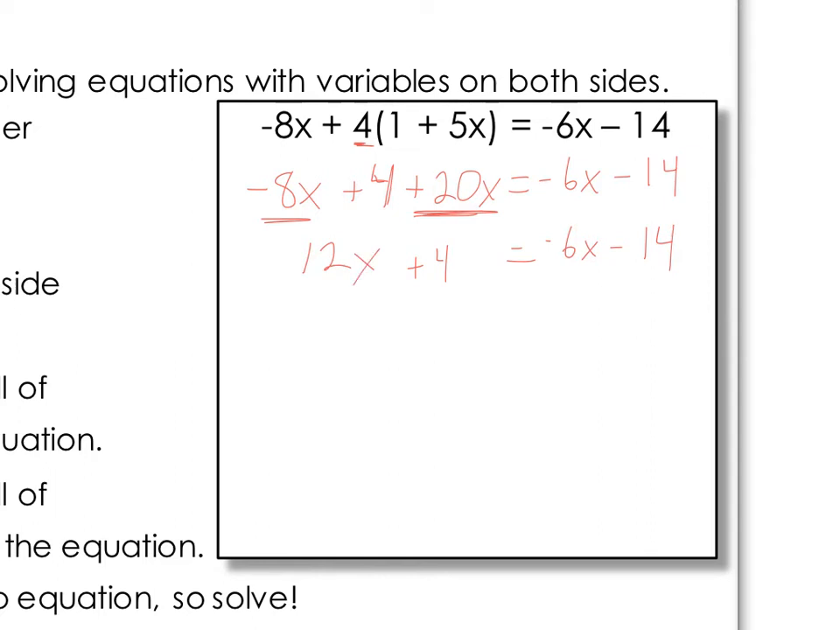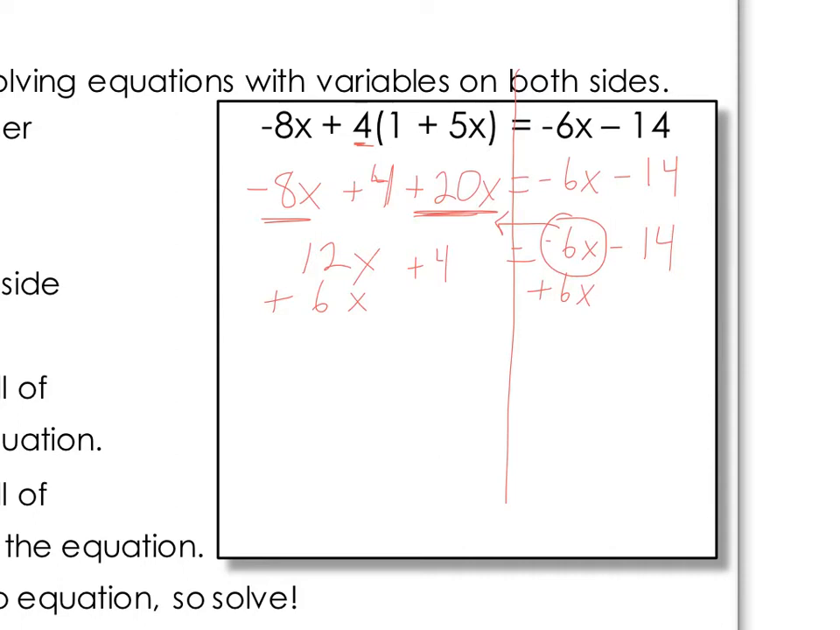This is where our equation looks a little bit different. I've got x's on the left side and the right side. Here's your line if it helps you. My rule of thumb is to move the smaller variable. I've got 12x and I have negative 6x. Negative 6 is the smaller number, so I want to move that from the right-hand side to the left-hand side. The opposite of negative 6x, or subtracting 6x, is positive 6x, or adding 6x. So let's do that to both sides.